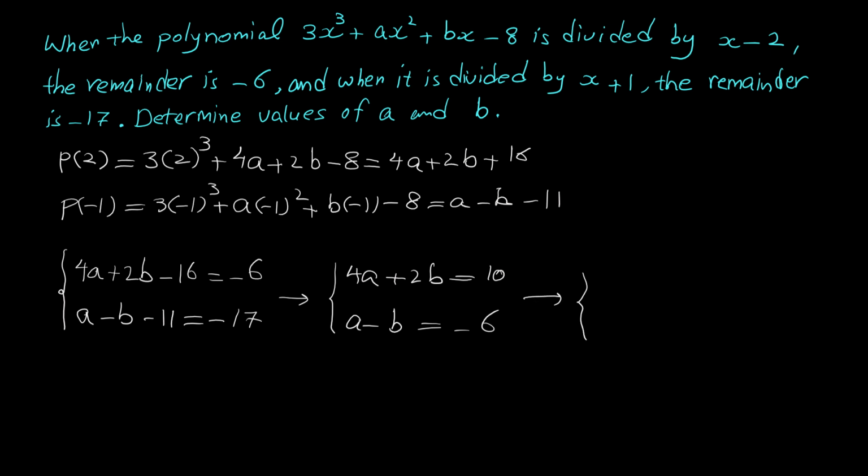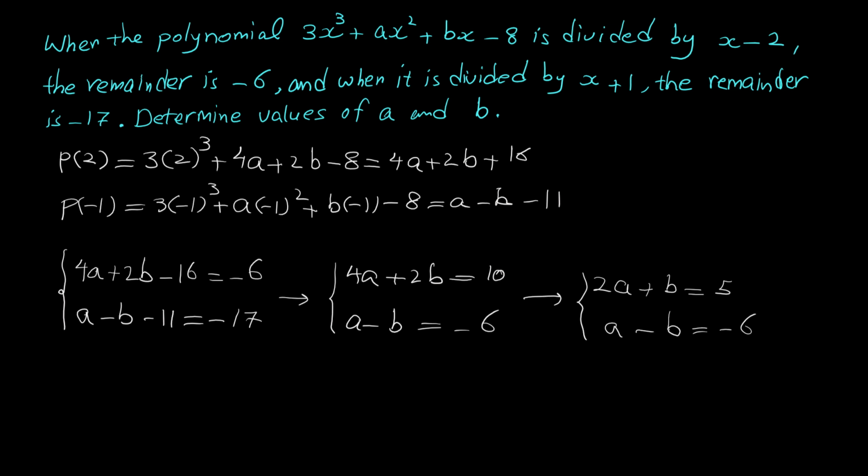For solving this system, first we notice that in the first equation, both sides are multiples of 2. So we can divide all the terms on the left and the right by 2, and then we have this simpler equation, 2a plus b equals 5. The second equation is a minus b equals negative 6.